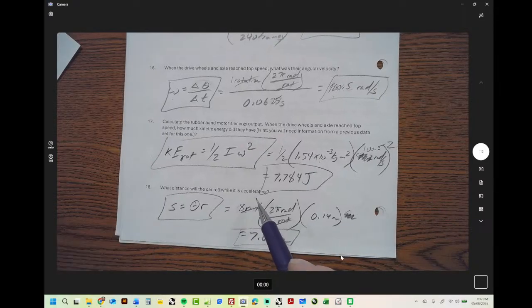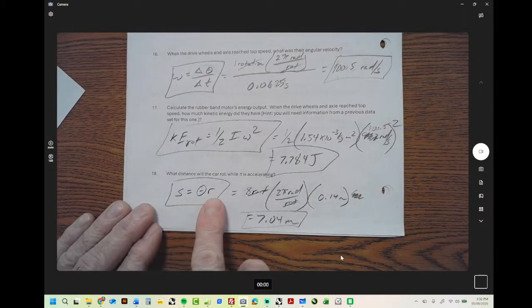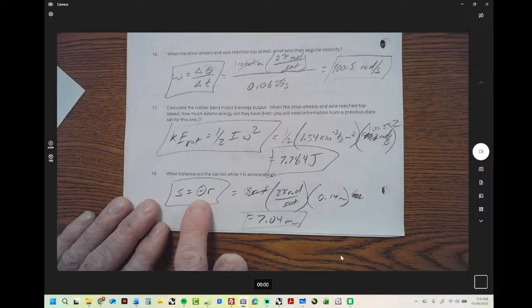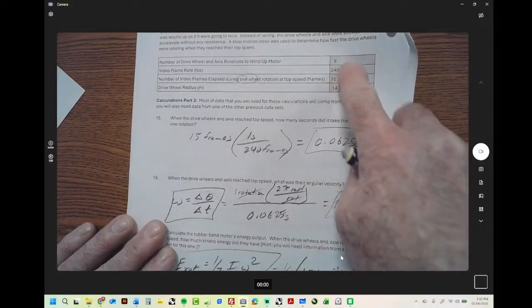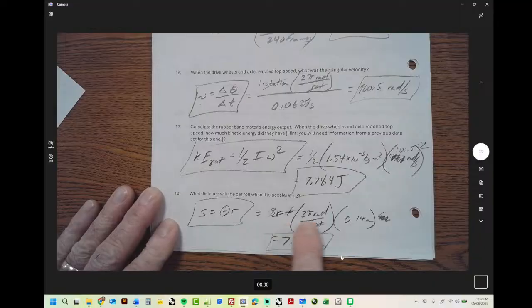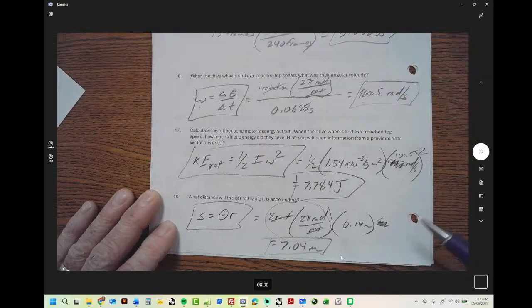What's the distance the car is accelerating? So there's this way. Arc length equals theta times r. The car is going to unroll 8 rotations. That is 8 times 2 pi radians. So this is theta. This is how many radians it rotates through. And the radius of the wheel is 0.14 meters.